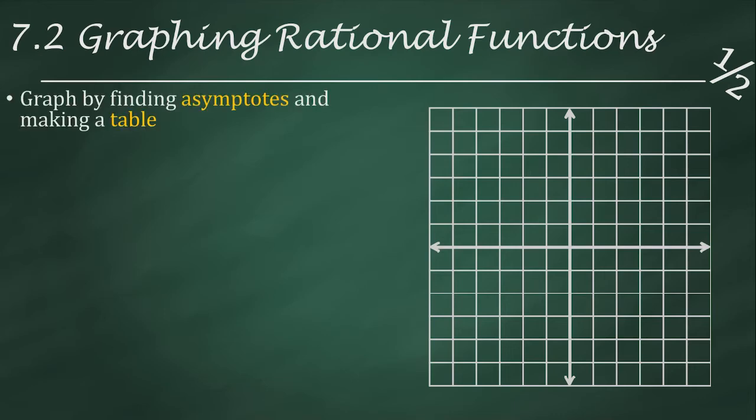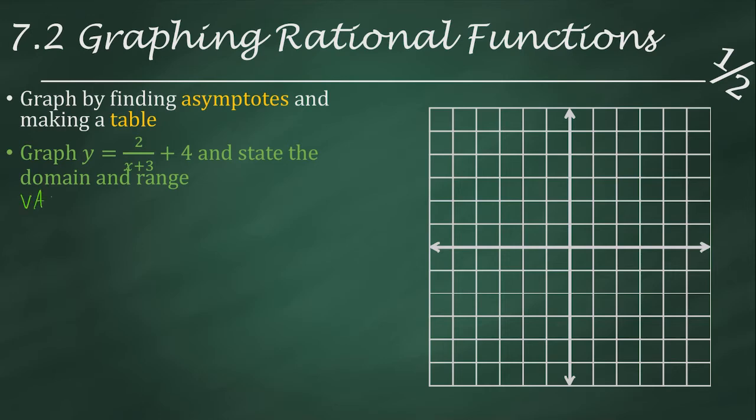All right, we can graph by finding the asymptotes and then making a table. So let's try graphing this. Let's start off with our vertical asymptote. It's pretty easy. You take the denominator, which is our x plus 3, make it equal to 0. So we end up with x equals -3. And we can put that on our graph.